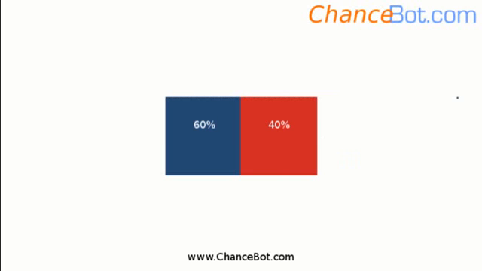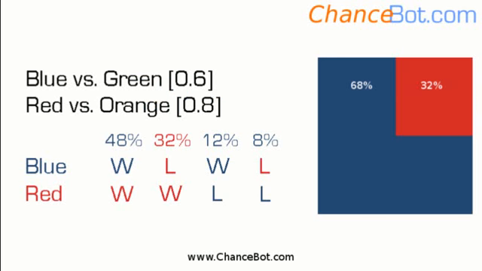Now, in the first example, where only the blue team played, we had a search space of 2 points, meaning there were 2 potential outcomes for the season due to the fact that there was only one game, and there were 2 potential outcomes for that game. In the second case, we had a search space of 4 points, representing the 4 potential outcomes for the season.